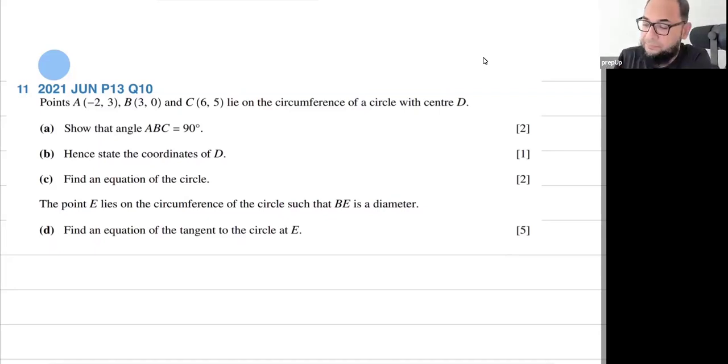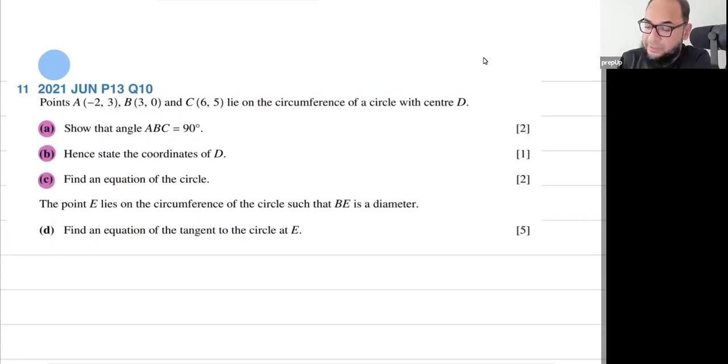Now the question says the points A, B and C lie on the circumference of the circle with center D. First part, show that angle ABC is 90 degrees. The second part, hence state the coordinates of D. Third part, find the equation of the circle. Now let me link the first 2 parts together, and naturally the third is also linked.